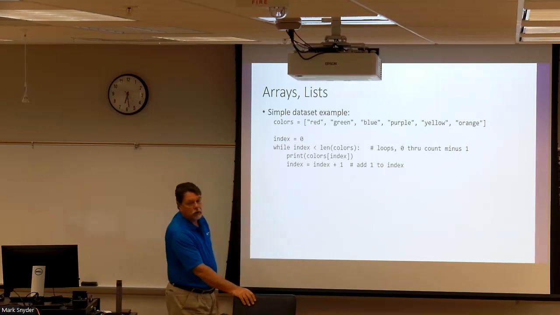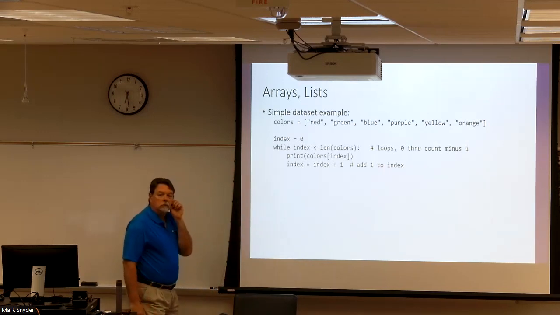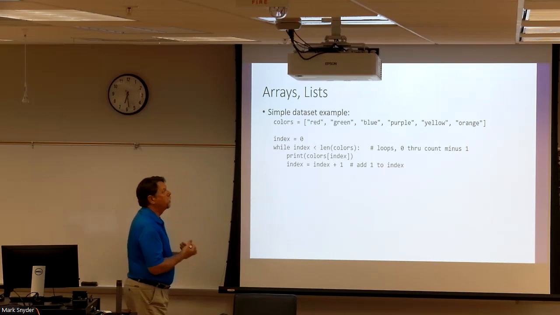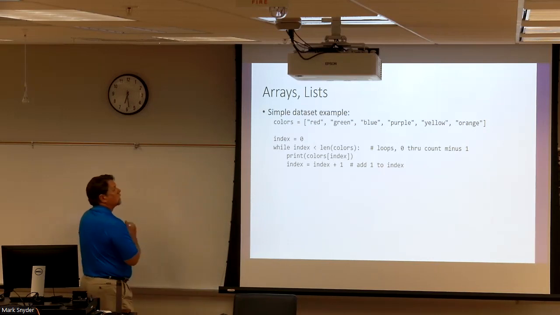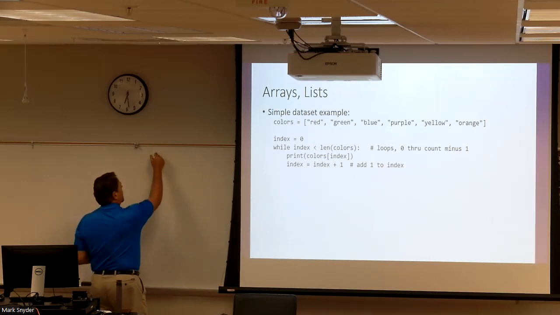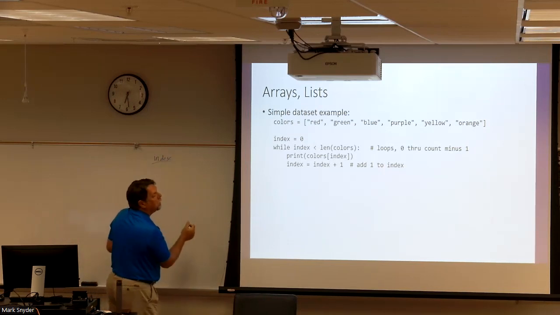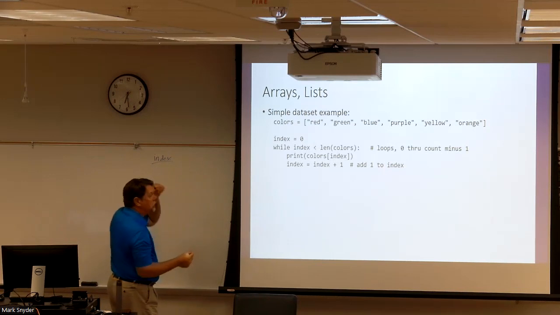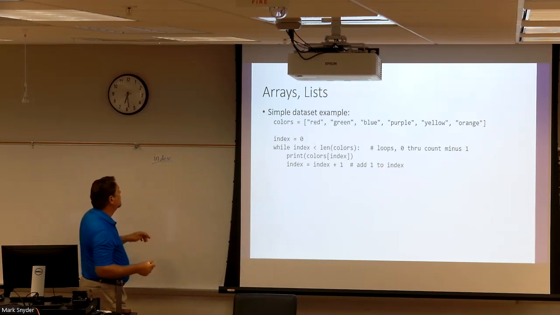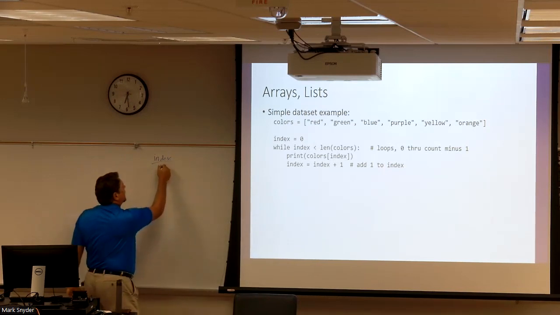Okay, yeah, so that should output each of the colors of the list. So let's prove it to ourselves. I won't write colors up there, but we've got variables colors and index. All right, so I start out and I set index equal to 0.